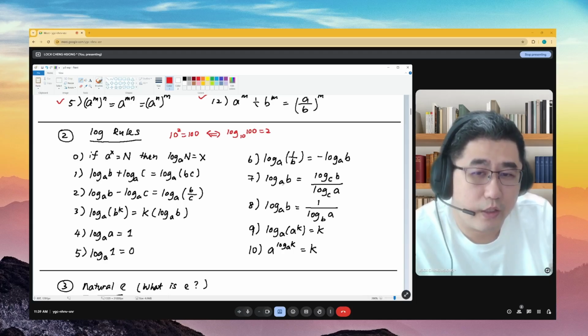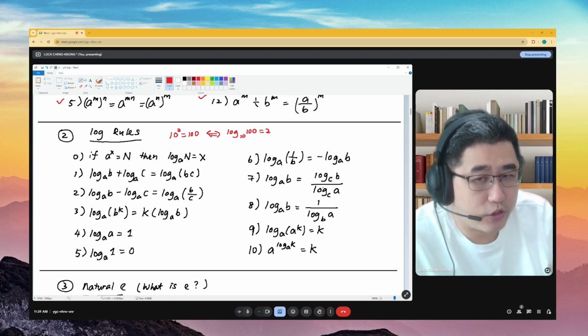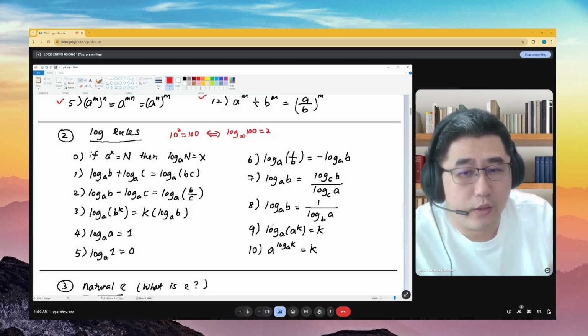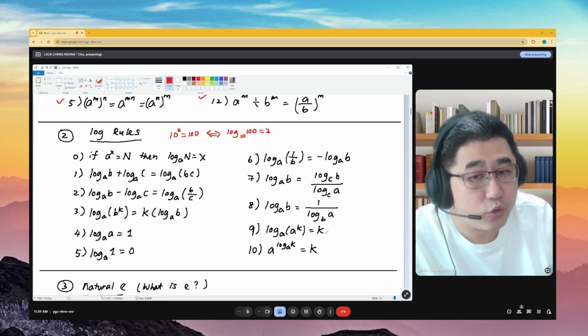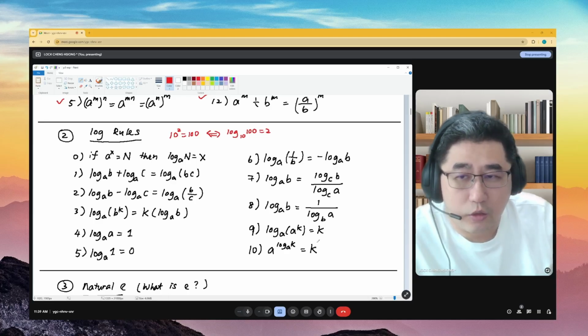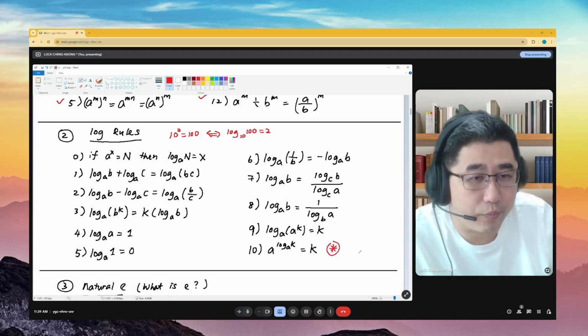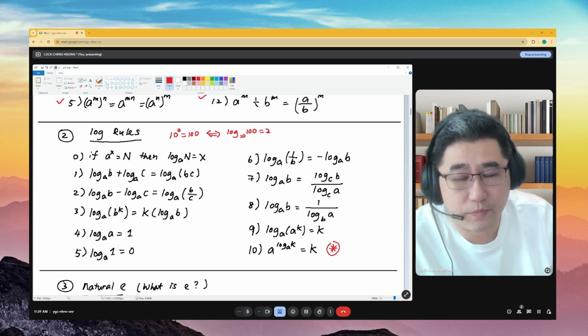Number 7, log_a b can also be written as log_c b over log_c a by changing base. Number 8, log_a b equals 1 over log_b a. Number 9, log_a of a^k equals k. And number 10, a to the power of log_a k equals k. Out of all of these, this one will be important when it comes to the upcoming topic, differentiation later. You will need to know how to apply this.